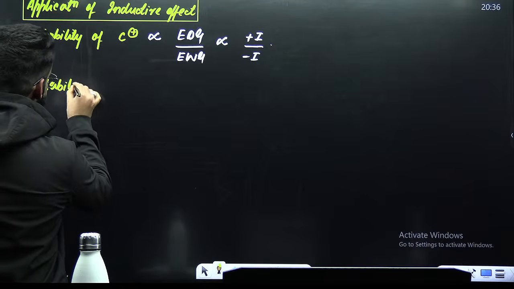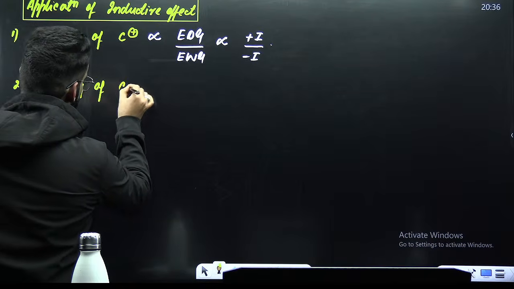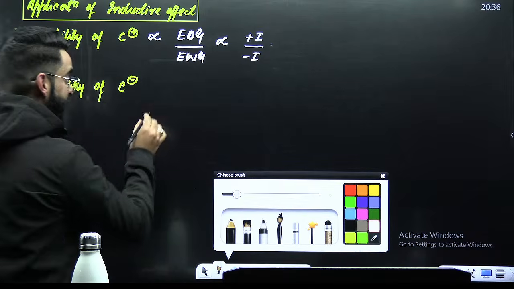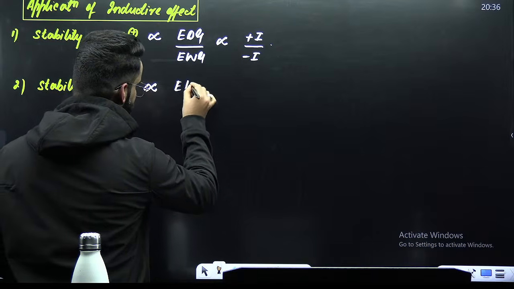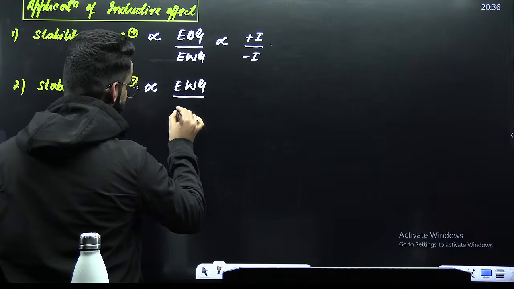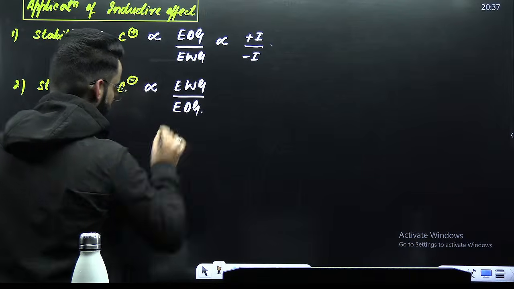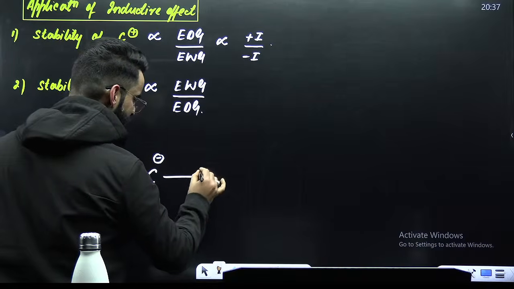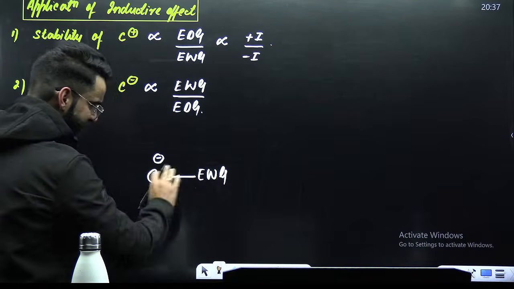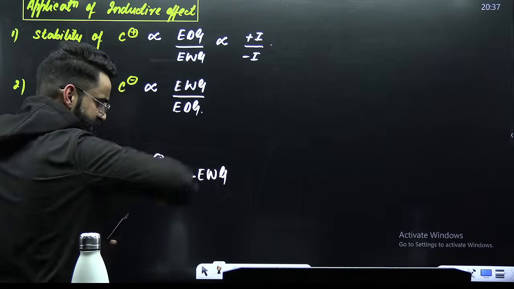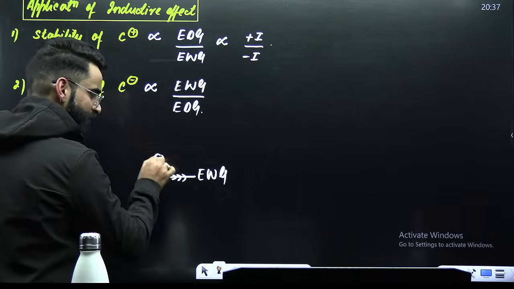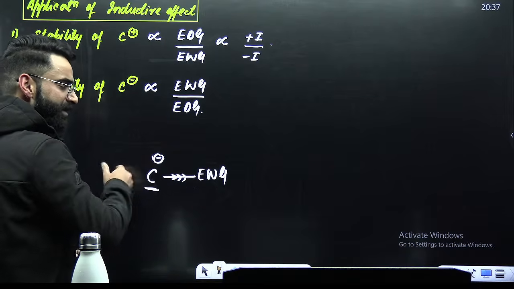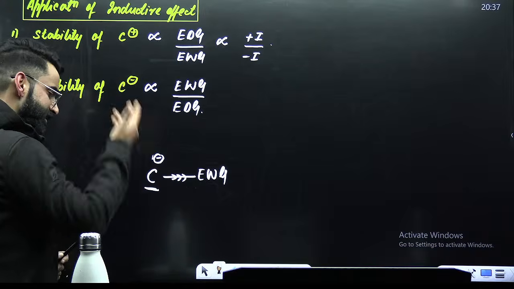Number two, let me talk about the stability of carbanion. Carbanion, carbon carrying negative, is stabilized by electron withdrawing group, and it is destabilized by electron donating group. Why is that? Let's say this is carbon carrying negative, the carbanion. Now you have got an electron withdrawing group attached with it. This electron withdrawing group will pull the sigma electrons towards itself, due to which the magnitude of negative charge here will try to decrease. If the intensity of negative charge decreases, the potential energy decreases, stability increases.